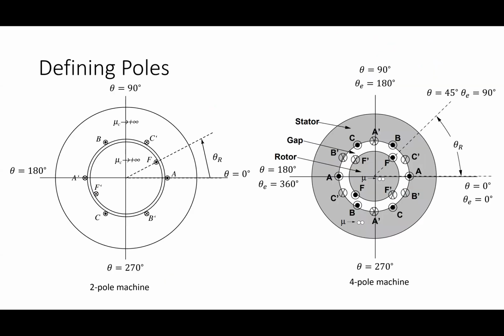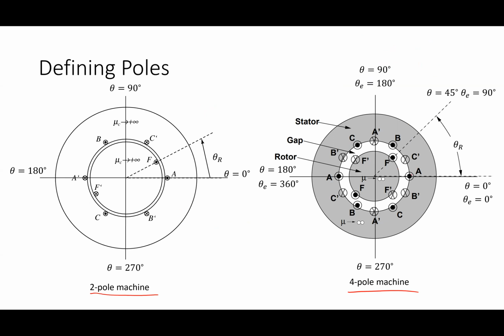Now, if I go to a machine that has more poles, the one on the left is the 2-pole and the one on the right is the 4-pole. What do we see that's different with the 4-pole than the 2-pole?